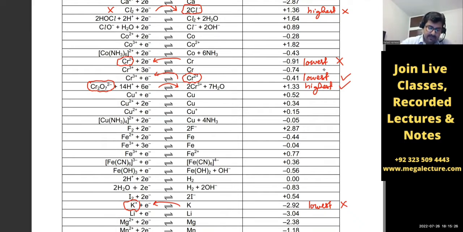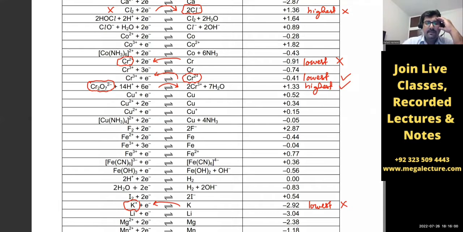So I'm going to write this equation. It's Cr3 plus 1 electron in equilibrium with Cr2 plus, and this is minus 0.41 volts. Okay, is it clear to everyone how I figure out who's the highest and who's the lowest? Is this clear? Yes or no, Alicia? Asim, Shan, is this clear?